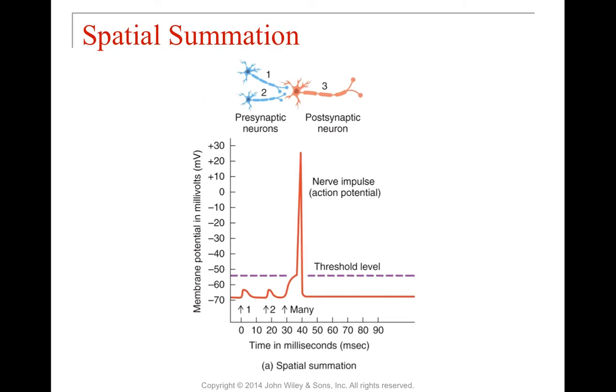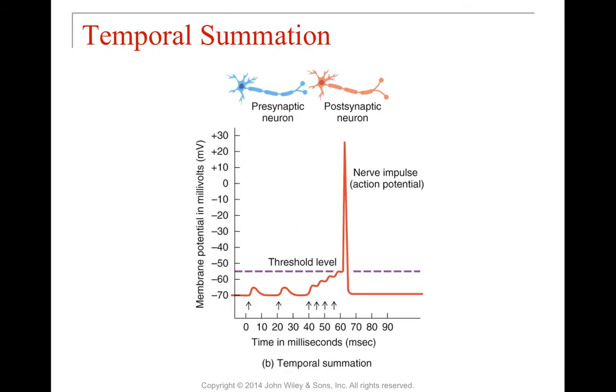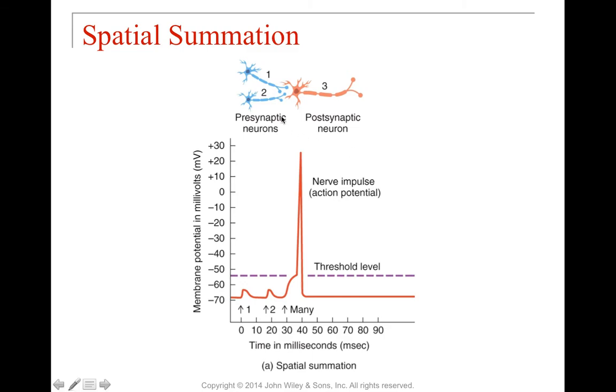So that's the difference between spatial summation and temporal summation. Spatial summation would be that we have multiple different neurons that are sending information to one postsynaptic neuron, and they're happening from different places, so spatially separated.